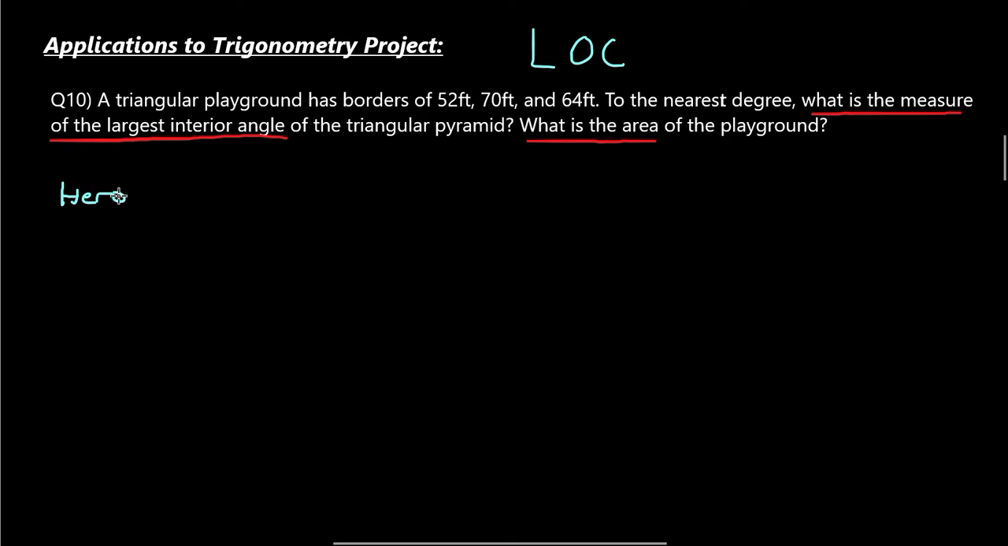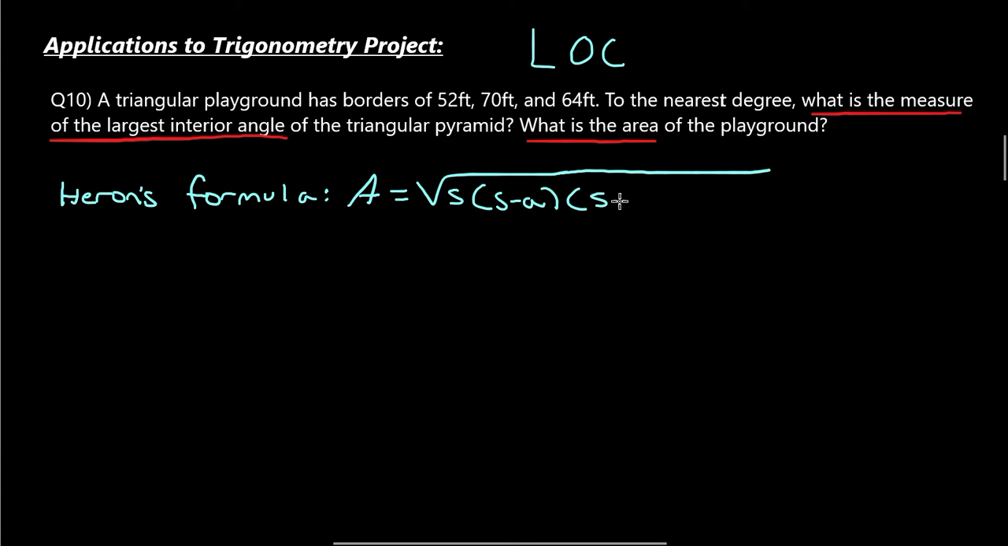Heron's formula is that A, which is area, is equal to the square root of S times S minus A times S minus B times S minus C. S is the semi-perimeter, so S is equal to the perimeter over 2.